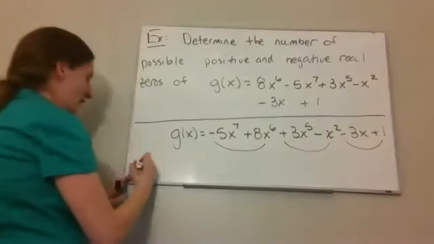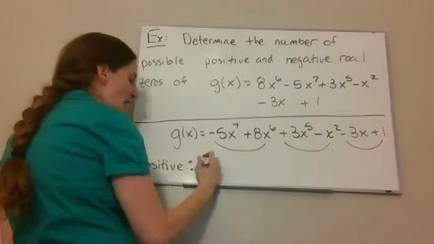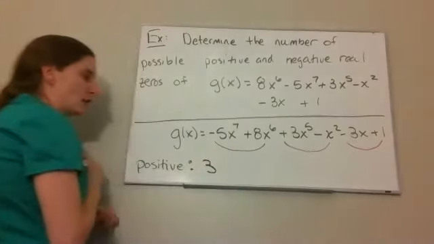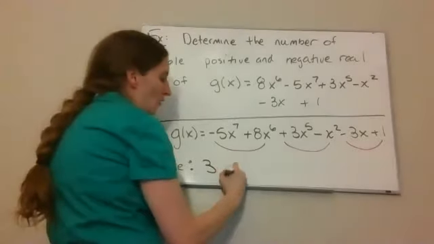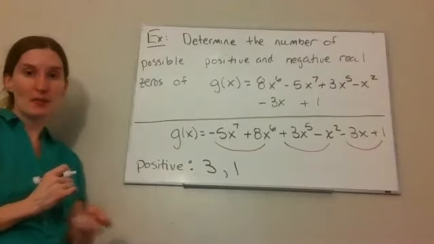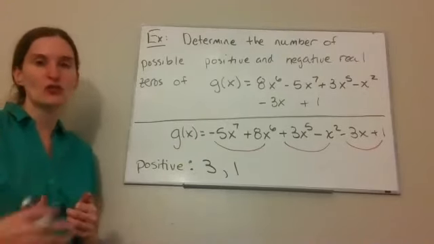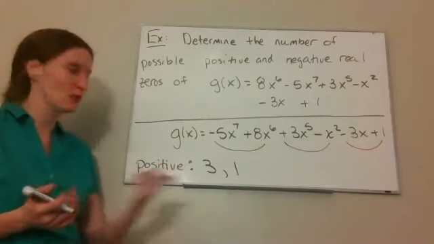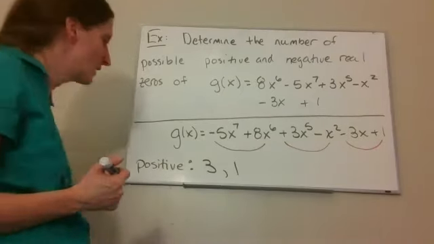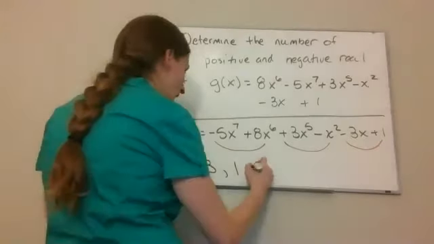So that means for the possible positive ones, we could have 3 positive real zeros, or we could have 1, because that's less than 3 by an even integer. So you subtract 2 until you reach where you would get negative numbers. So it's either 3 or 1 positive real zeros.